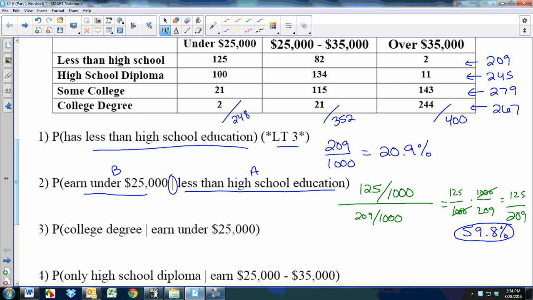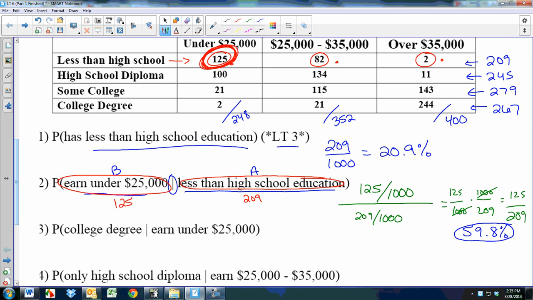If it's a given that the person you're choosing had less than a high school education, they're in that row. The only people that have less than a high school education are the 125 here, the 82 here, and the 2 here, the 209 people in this company. So 209 people to choose from. So if that's given, what's the probability of picking someone who earns under 25,000 in that given set of numbers? That's the 125.